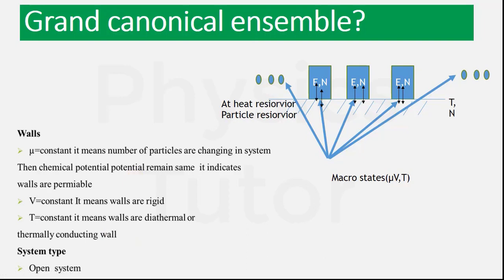As we see in the microcanonical ensemble, the system is isolated, and in the canonical ensemble we have a closed system, and in the grand canonical ensemble we have an open system. So in an open system we have these conditions which can be described: mu, meaning chemical potential, volume and temperature.